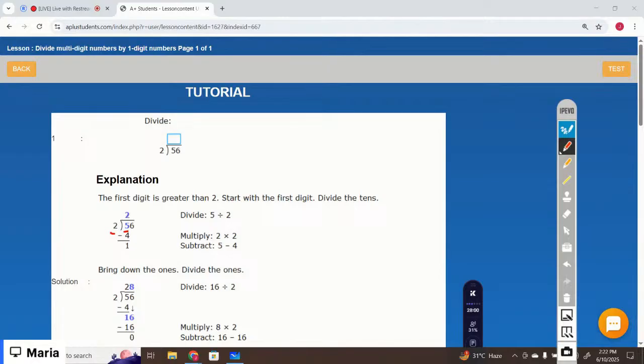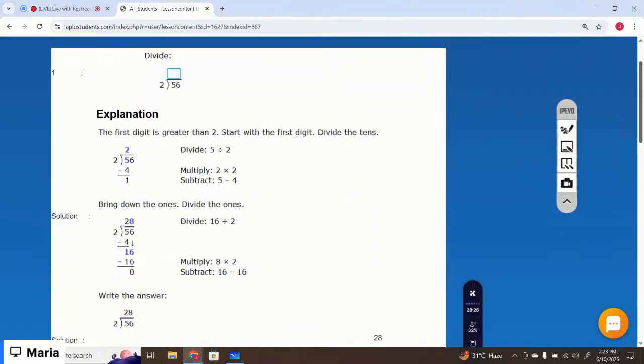So count the table of 2 until 4 or the number that is less than 5. 2 times 2 is 4, right? 5 take away 4 is 1. Now you cannot divide 1 by 2 because 1 is smaller than 2. So bring the next digit down, bring 6 down. Now you need to count the table of 2 until 16. So 2 times 8 is 16.